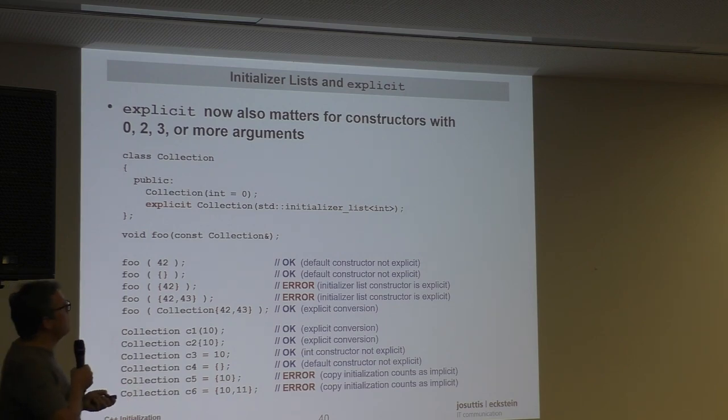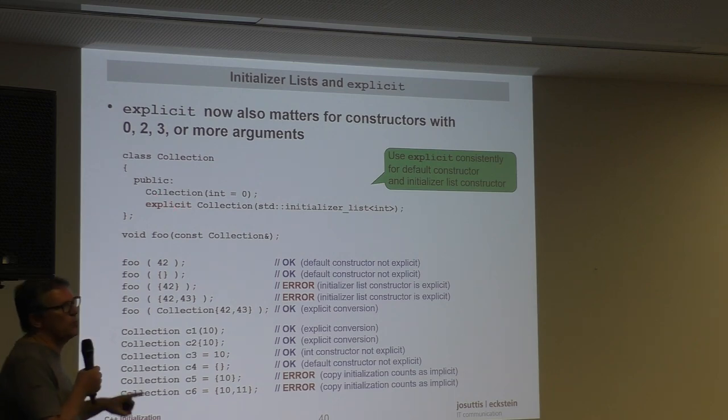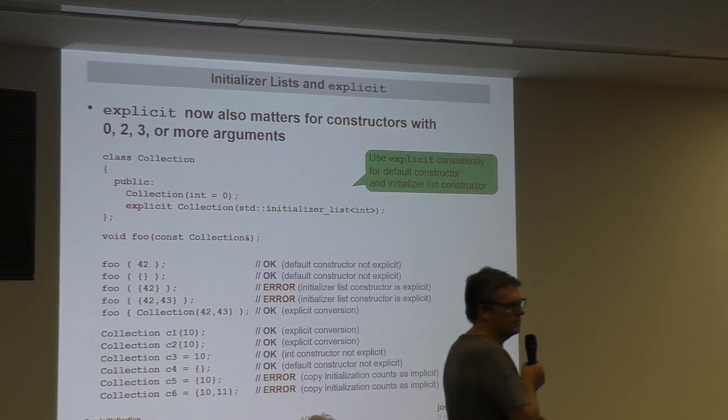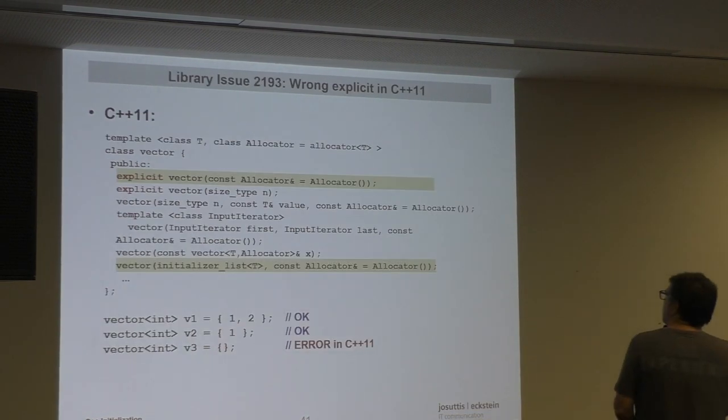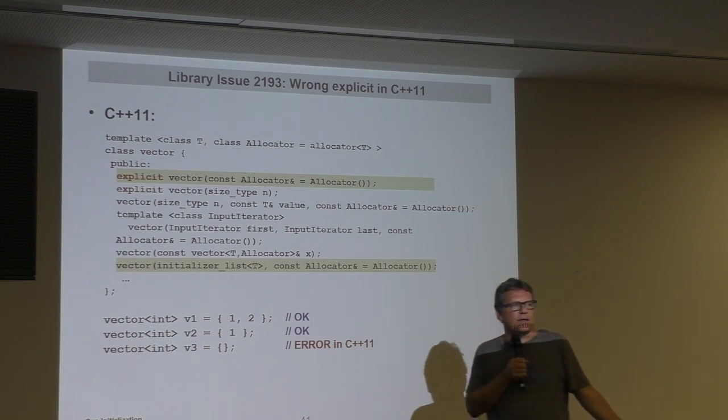Huh? So, okay, style guide. Use explicit consistently. So if you have a default constructor and you have an initializer list constructor, please either declare them both as being explicit or neither of them explicit. Okay? Side lesson learned. So why do I know that? Because we made the mistake in the standard.